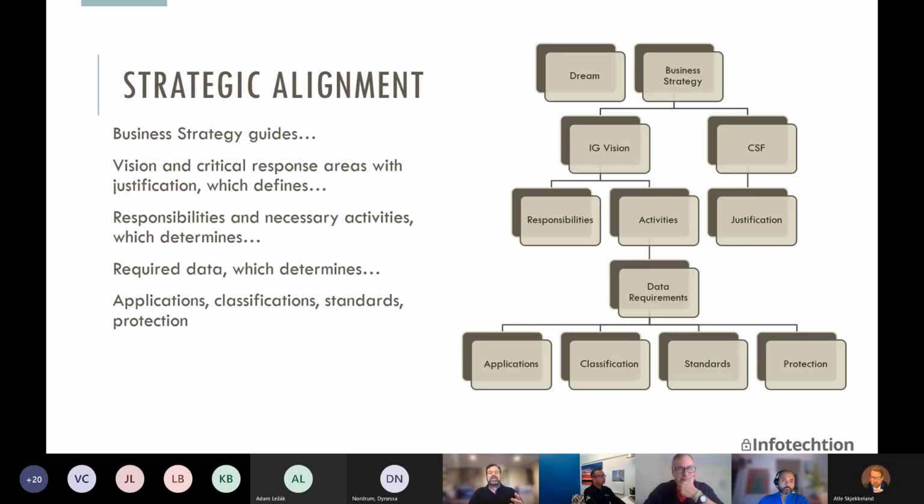If you choose all your applications, your classifications, your standards, without thinking about all of those other things, that will determine what activities you can actually do as an organization. And those activities will determine what functions you can provide, which will determine what your goals will be. So it's all backwards if you start from the bottom moving up. You want to go from the top down. And that's the general principle on how we want to build strategic alignment.